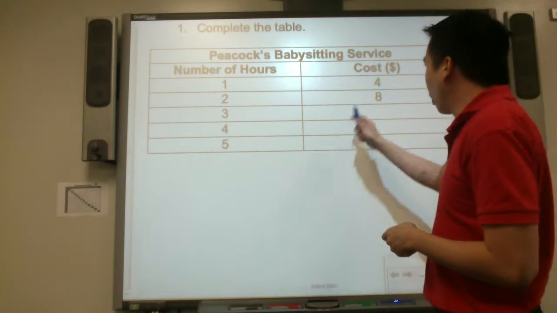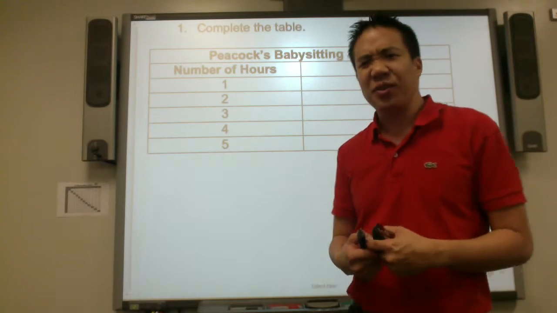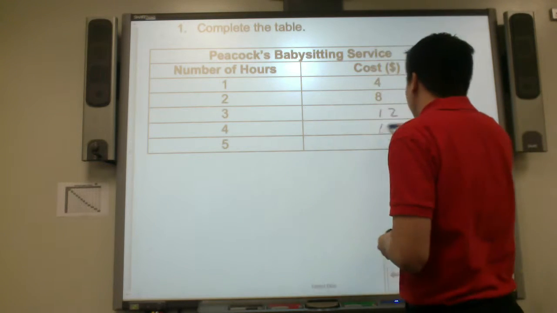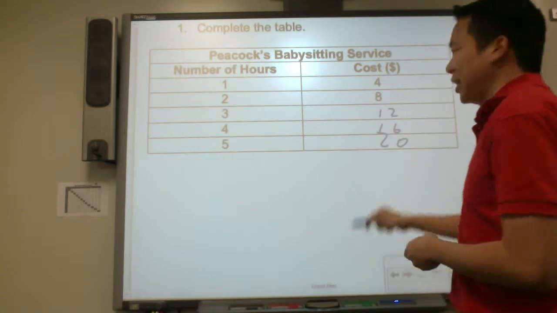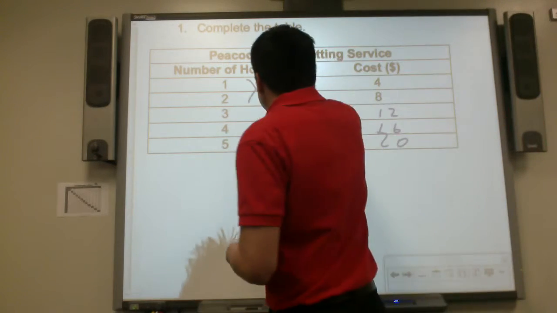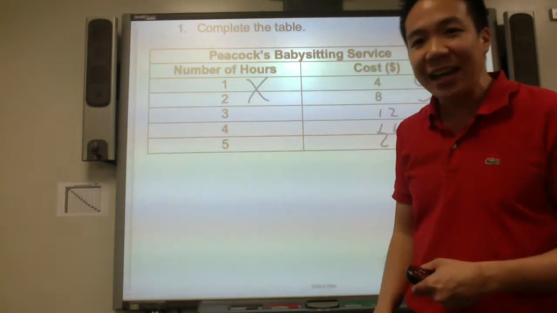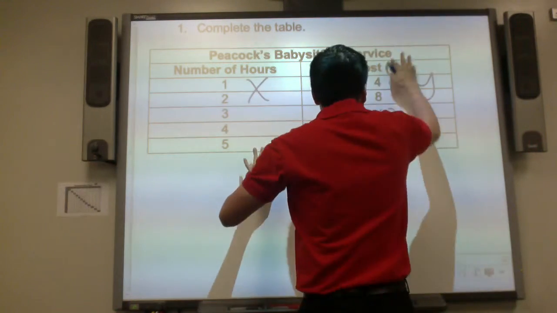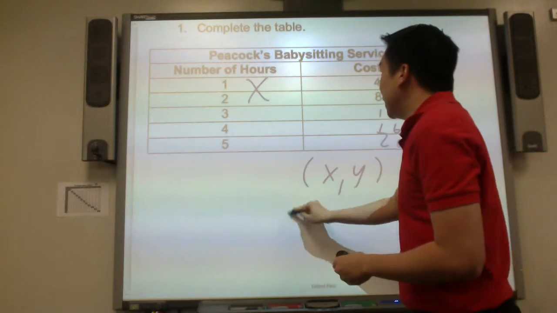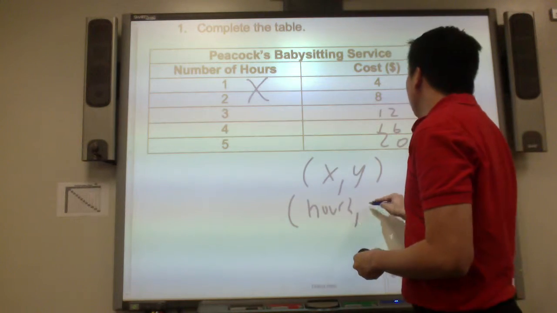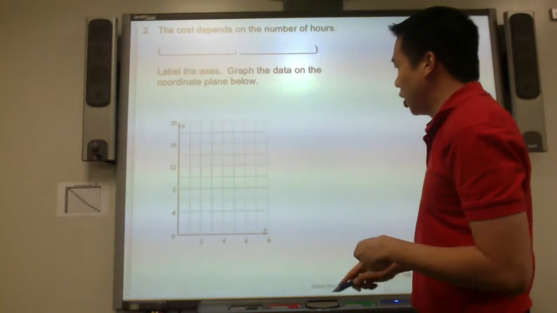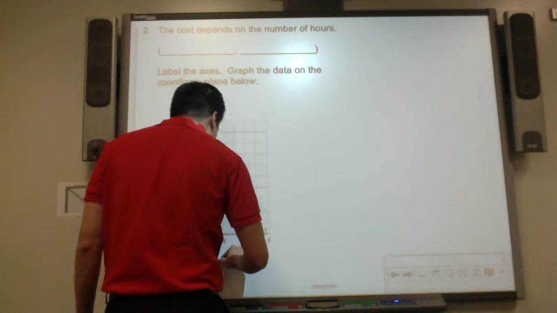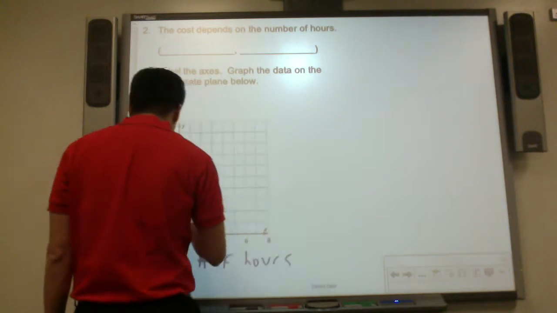So in 1 hour of working, she charges $4. That's pretty cheap if you think about it. In 2 hours, $8. 3 hours, $12. 4 hours, $16. 5 hours, $20. Let's graph this. This is the X, this is the Y. When you have a table, remember when we learned how to graph ratios, this is the X, this is the Y. So it's number of hours, and cost. Let's label our graph. These are the number of hours, and this is the cost.